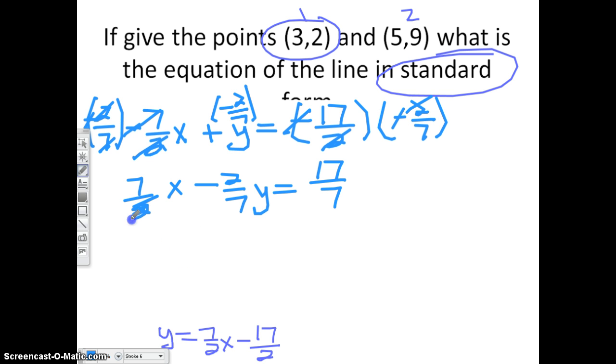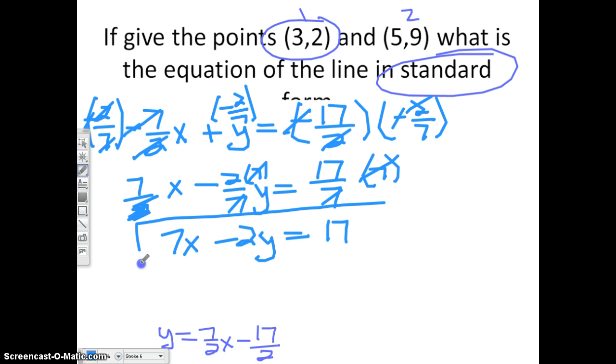Oh, I'm not by 7/2, sorry, by 7. My brain caught up with my mouth. If we multiply this by 7, what do we get? Negative 2y. If we multiply this by 7, what do we get? 17. Bingo. We now have it in standard form. X and y together on the left side, no negative term for our leading term, and no fractions.